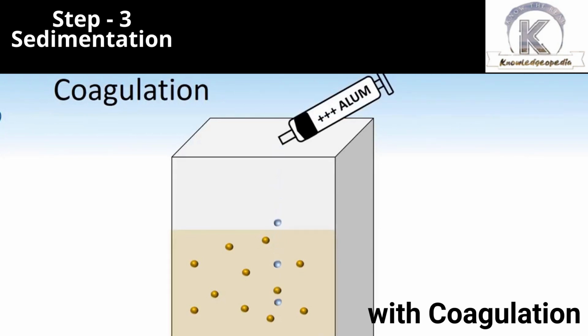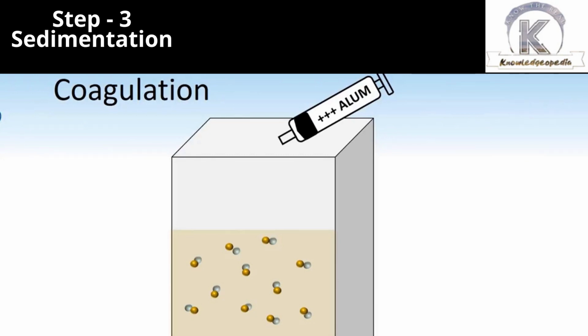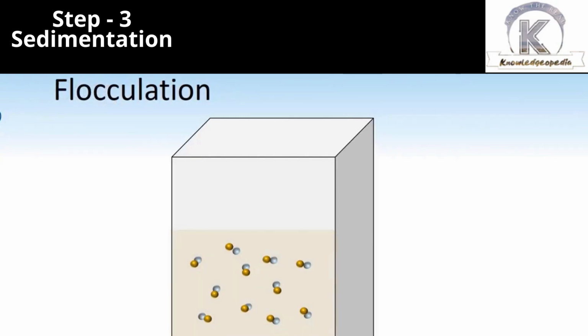To settle down small and lighter particles, a very well-known coagulant is used in the water industry, which is called alum. Alum creates a bundle of lighter and smaller impurities by joining them together. In technical terms, these are called flocks.